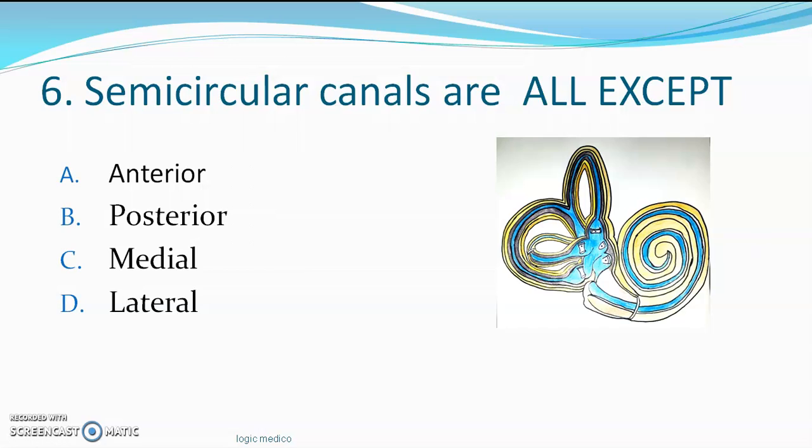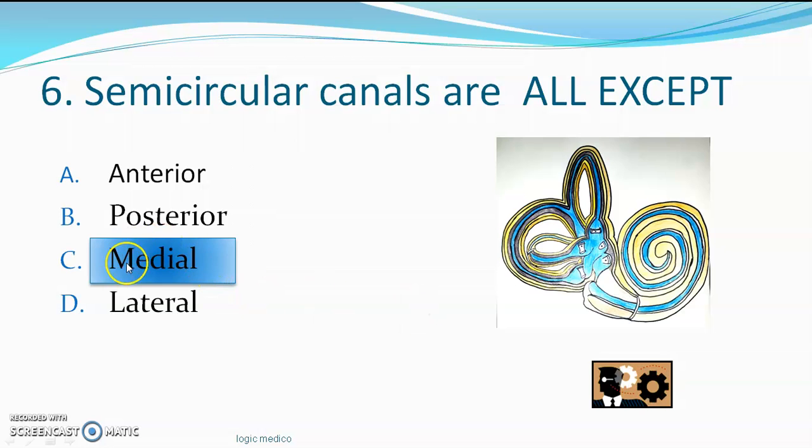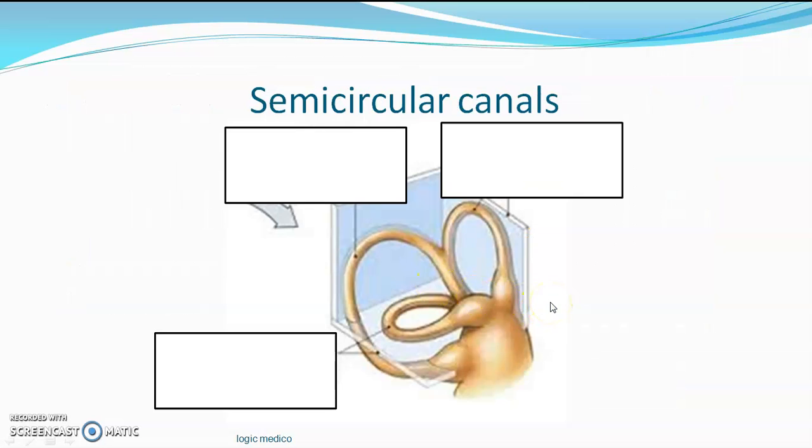Next question. Semicircular canals are all except, is it anterior, posterior, medial, lateral? All are semicircular canals, okay, except one. Which is that one? Time is almost up. 10 seconds. So medial semicircular canal. There is nothing called medial semicircular canal. Okay, this is the anterior, this is the posterior or the superior, and this will be the lateral semicircular canal.